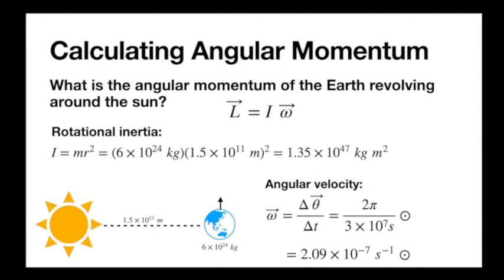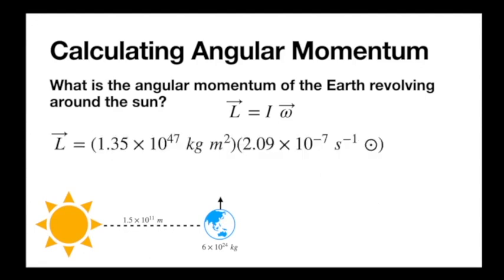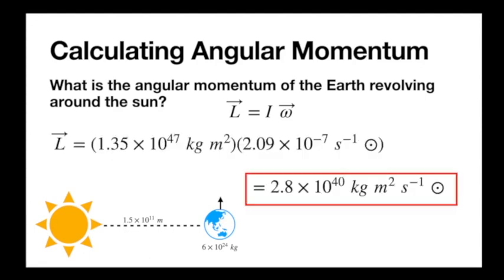So now to find the angular momentum, I just multiply these 2 things together, I times omega, and I get some huge number, 2.8 times 10 to the 40th kilogram meters squared per second out of the page. So yeah, the number here isn't particularly illuminating, but we see that, maybe as we expect, the angular momentum of the Earth around the sun is pretty huge.